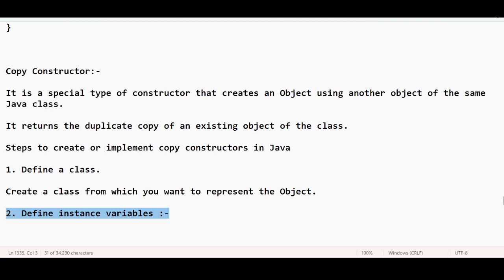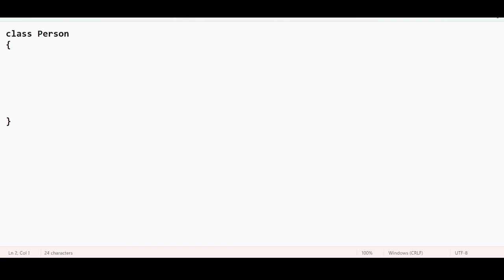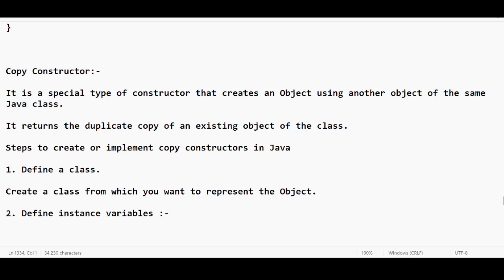Define instance variables means define properties or define state. What is the first property? String name. I am just declaring it. String name. Second one is integer age. Third one is string location. Properties are defined. Define instance variables is also called define properties.